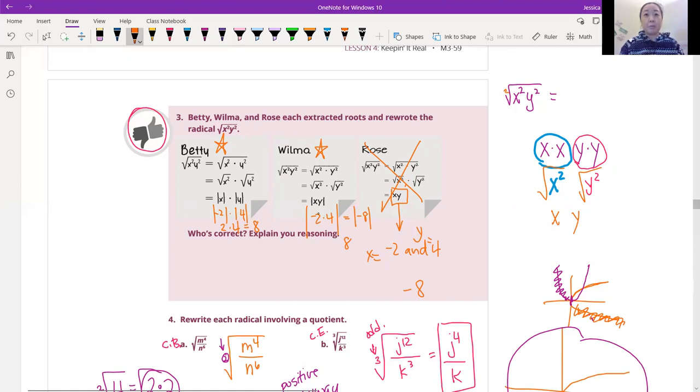So either Betty or Wilma, either way is okay. The notation is fine, because eventually you'll get a positive answer, right? Because x times y and then the absolute value still will give you a positive answer. But the problem with Rose is that x times y, what if x was -2 and y was 4? Then x times y gives you a negative answer, and we cannot have that, because in a square root, we can't have negative answers.